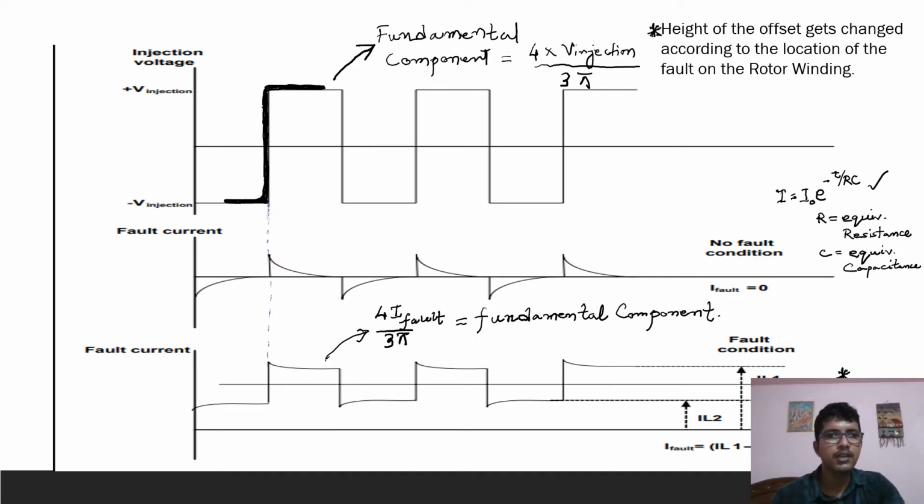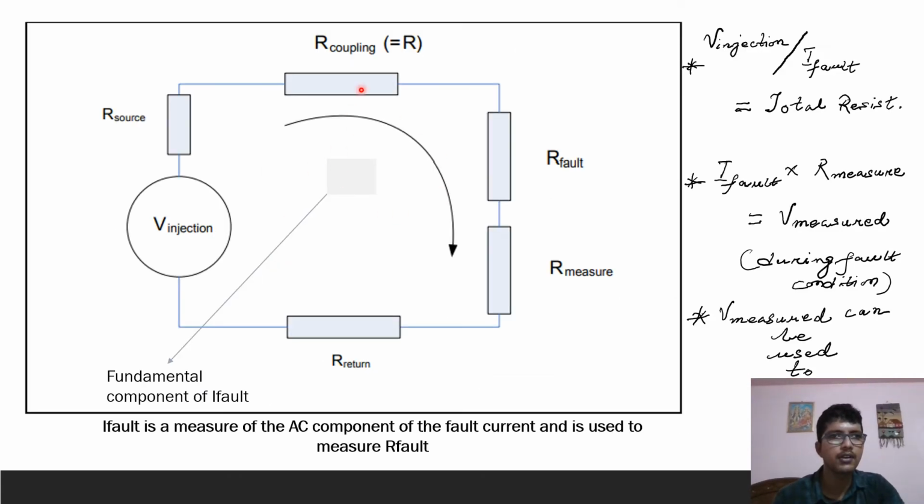So this can be used in the network, a simplified network. R coupling, as I've already told, is R. R fault is to be calculated. This one is known. This one is known. This one is also known. V injection will take the fundamental component of the square wave, and I fault is already known, fundamental component. So when I divide these two, I'll get the total resistance. From this total resistance, subtract all the known values, I'll get R fault, which can be displayed on the LCD.